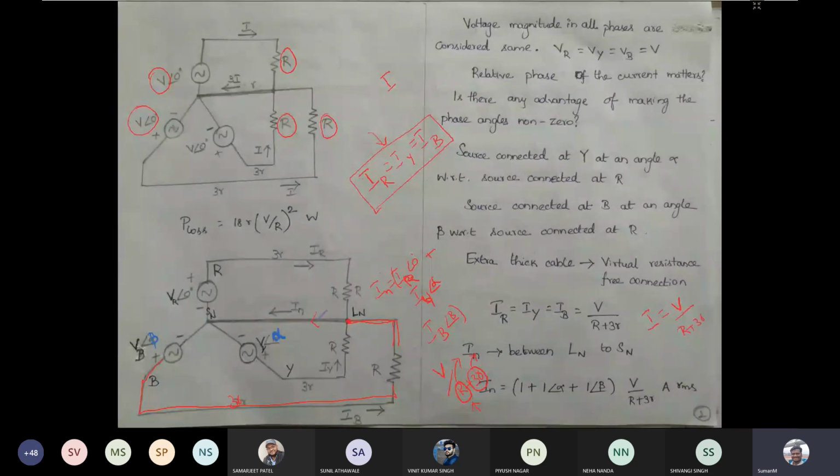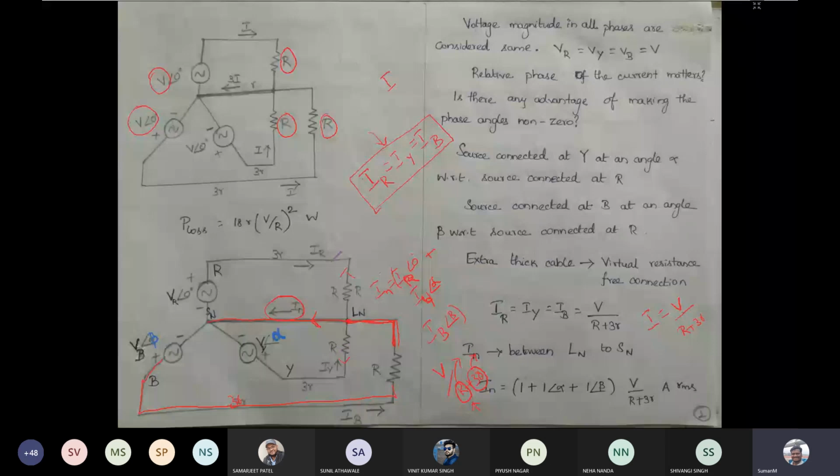Why are we not considering this cable? Because we are considering that the current flowing through this path is equal to 0. The current will be dividing into the other phases. Now the current from any particular source will be flowing through its own path, and it will not enter this neutral point. It will be dividing in other phases.